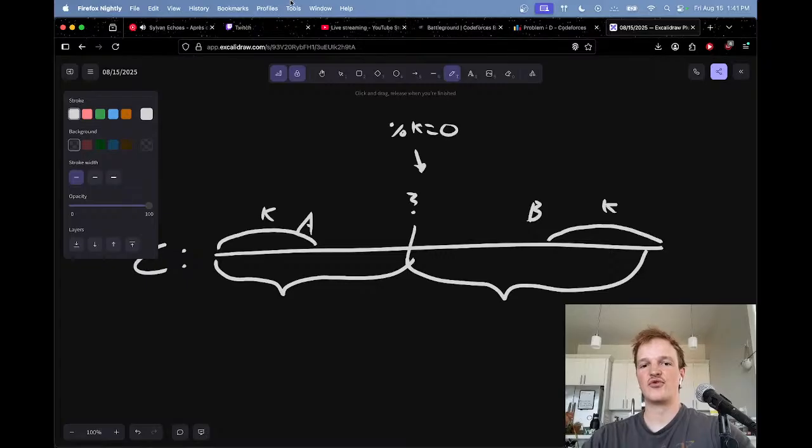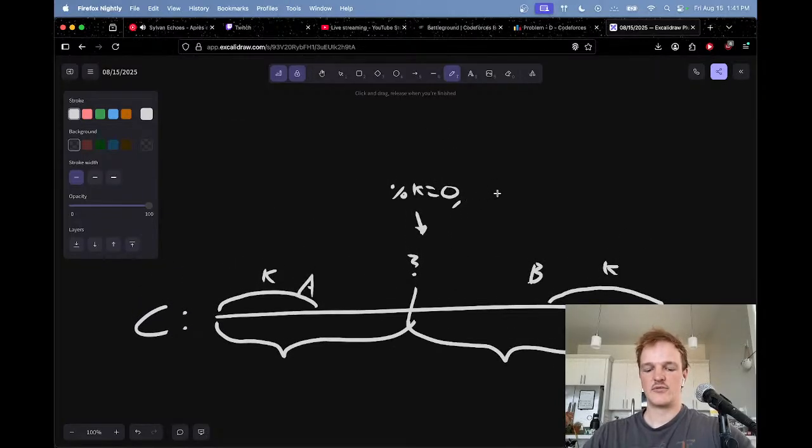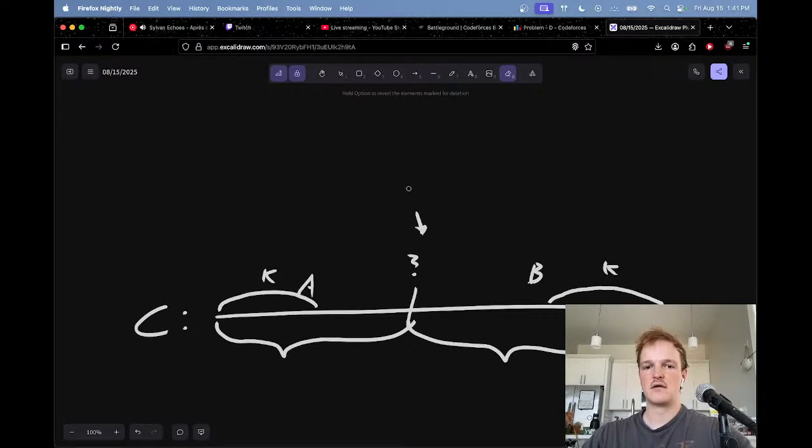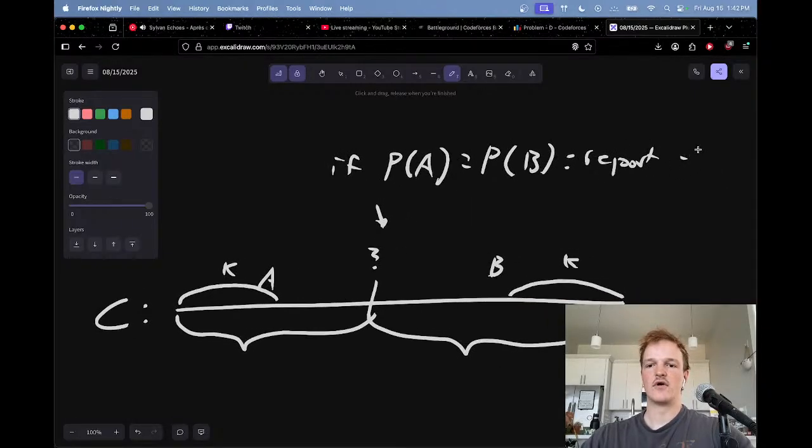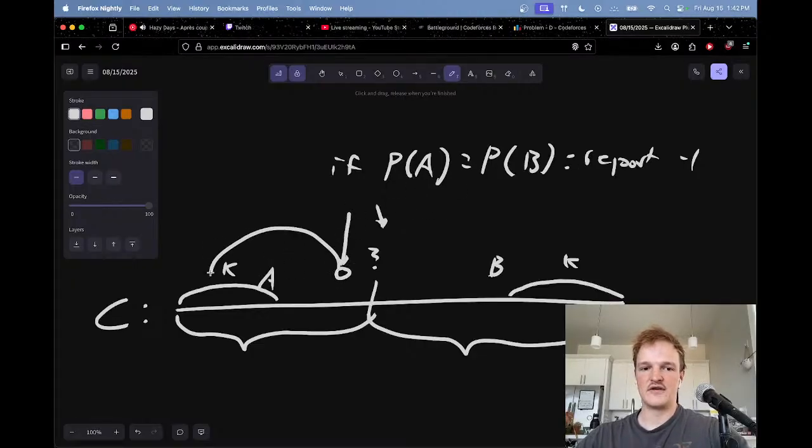So it's impossible to... %k equals 0. You don't even need that. If pattern A equals pattern B, report -1. Okay, and then if it's not pattern A equals pattern B, then you kind of know for a fact exactly where you can call exact indices and say exactly right here, that's going to correspond to something in A that's different than something in B.